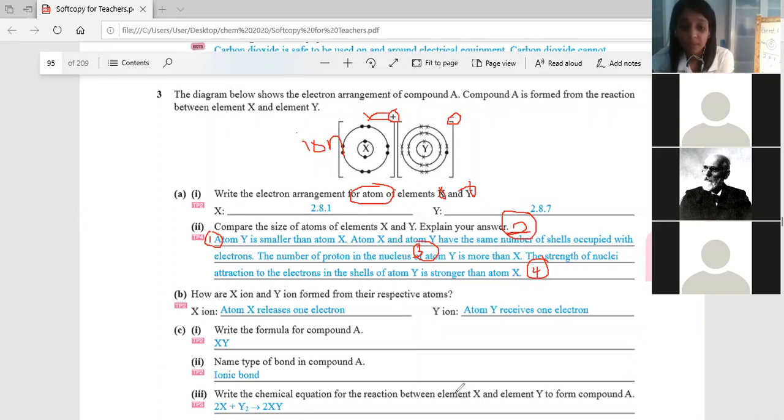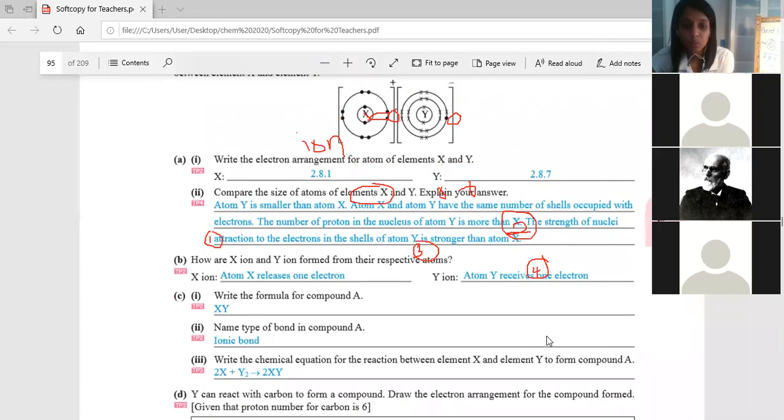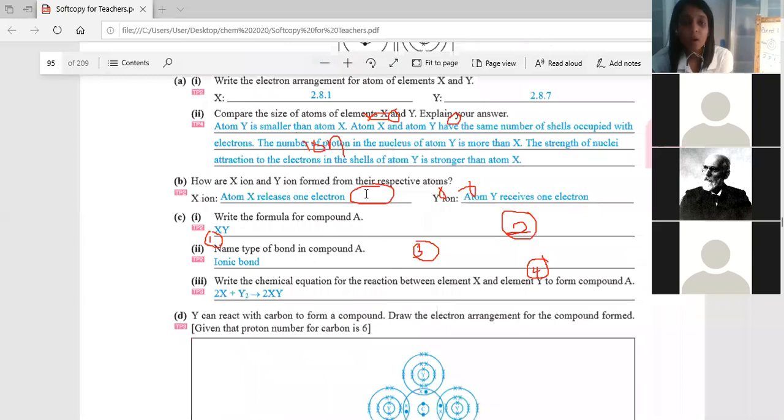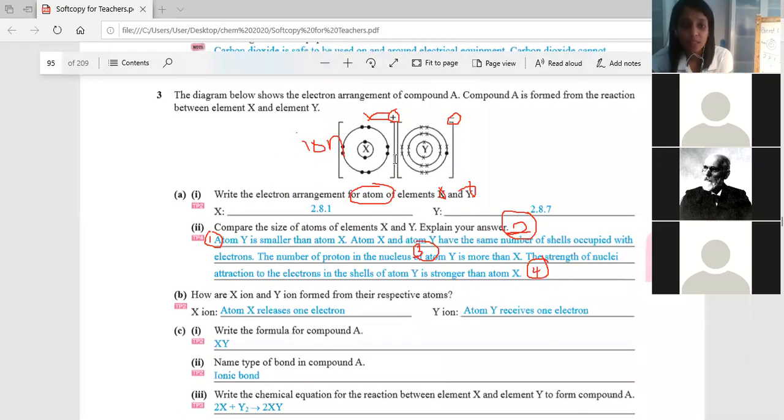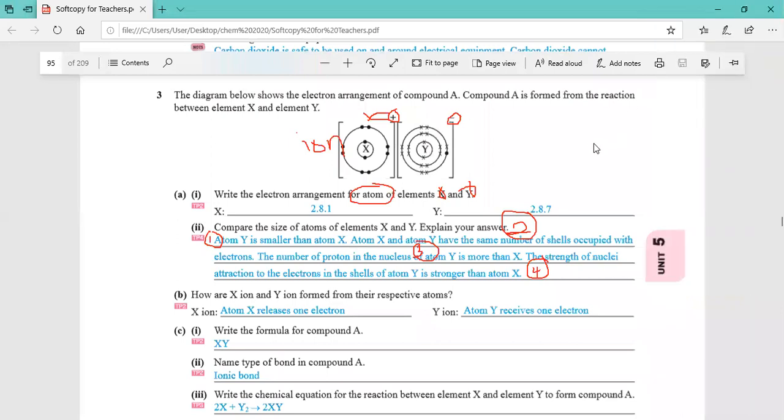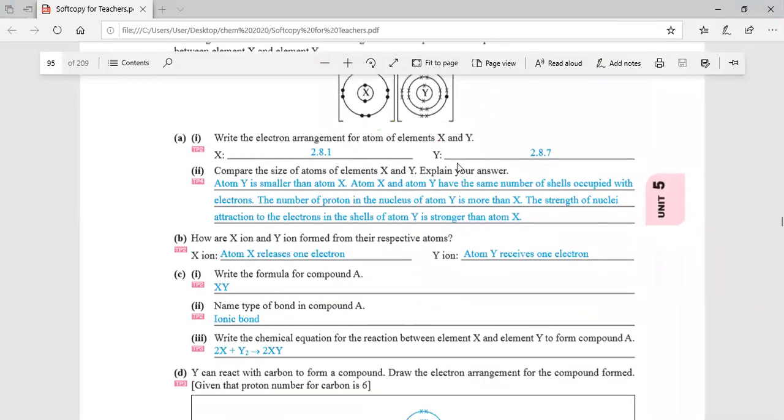Can we go to the next question? Yes, sir. Okay, good. The next one, how are atom X and Y formed from their respective atoms? Okay, X obviously will donate. Good, I heard someone answer donate. Donate 1 electron, correct. Atom X will donate 1 electron or release 1 electron. Teacher also accepts that answer. Okay, next one. Atom Y receives 1 electron, correct.